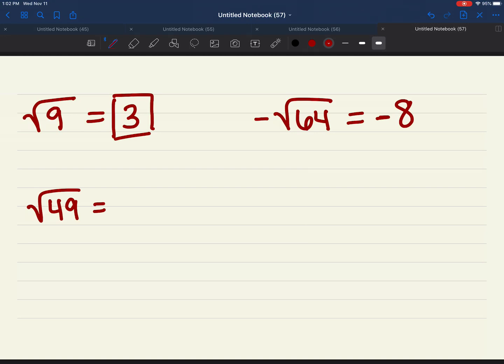What about the square root of 49? What number times itself is 49? Somebody said it up there. 7. Now, what if you get to a number that you may not know the square root of, or what number times itself? That's where we're going to use our calculator, okay?